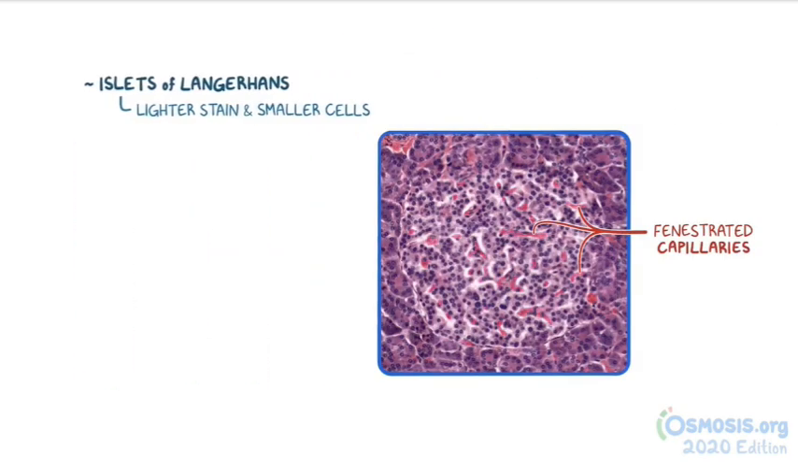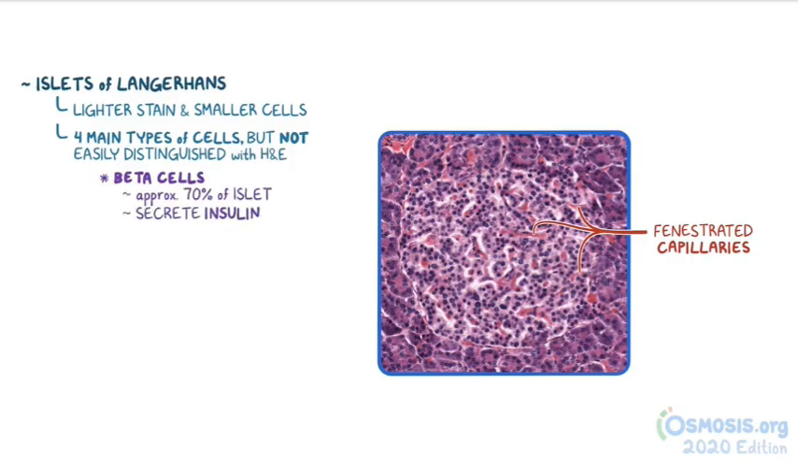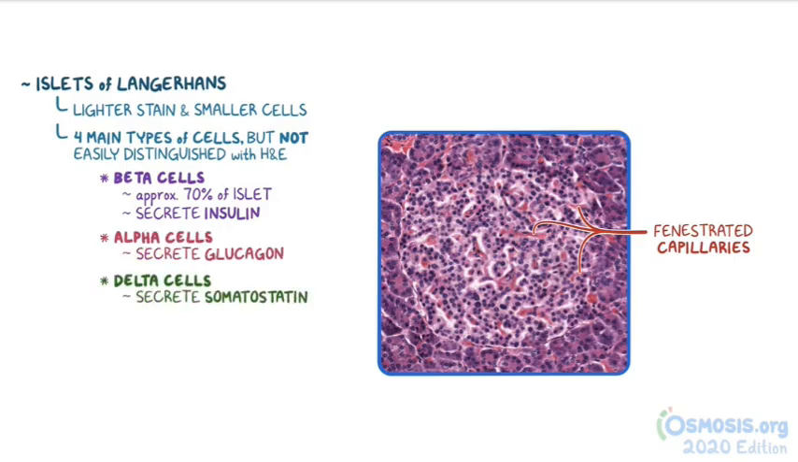The islets of Langerhans consist of 4 main types of cells, but they cannot be easily distinguished from one another on slides stained with H&E. Beta cells are the most common cell type, which comprises approximately 70% of pancreatic islets and secrete insulin. The islets also consist of alpha cells that secrete glucagon, delta cells that secrete somatostatin, and PP cells that secrete pancreatic polypeptide.